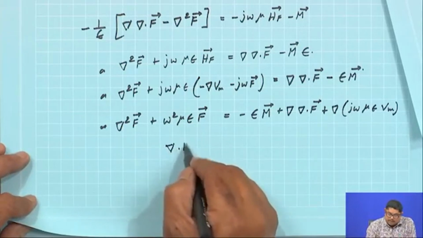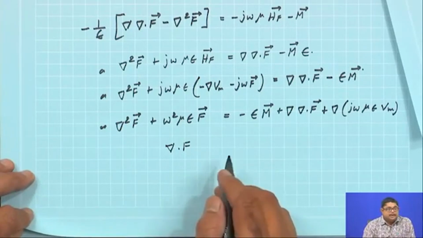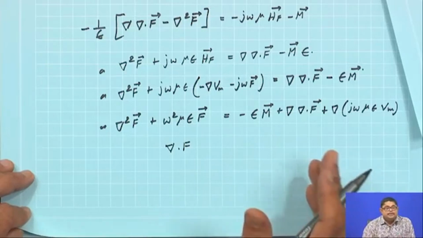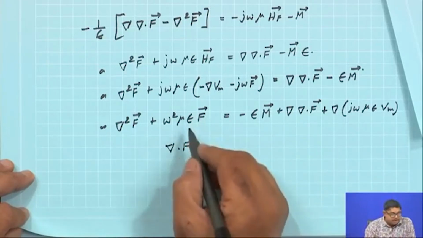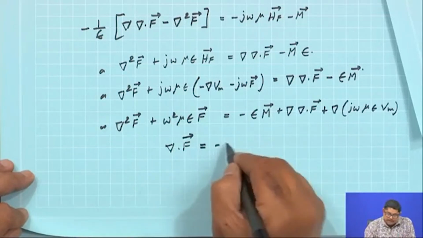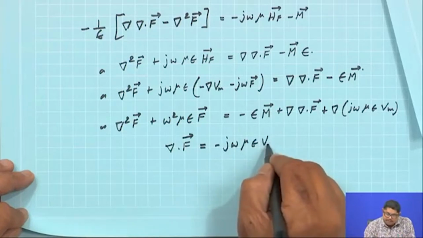Now we have not defined the divergence of F; we have already defined the divergence of curl. So, we have one left, and that is the gauge condition. Now, we put that del dot F is equal to minus j omega mu epsilon V m.